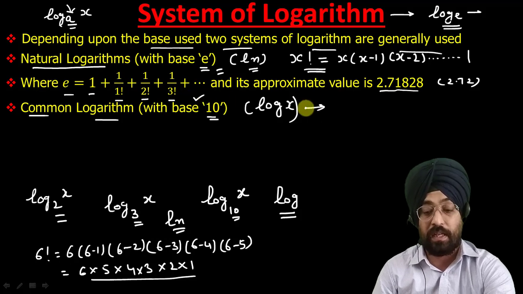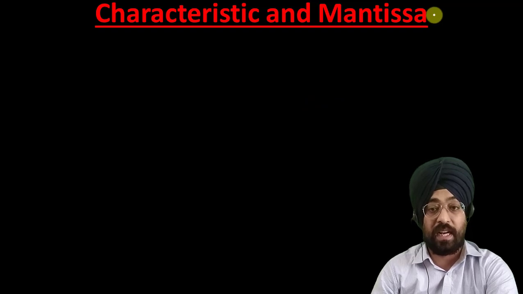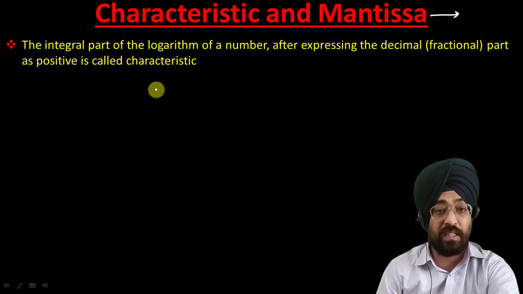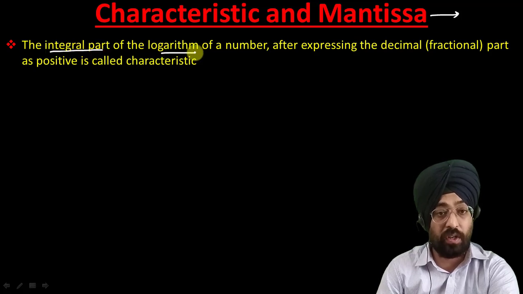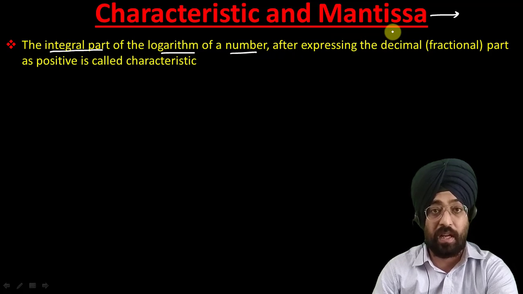The logarithmic table that we generally see is with respect to base 10. Now let us discuss characteristic and mantissa, which is our main topic of today's discussion. First let us see what the characteristic is. These characteristic and mantissa are of the result of a logarithm of a number.